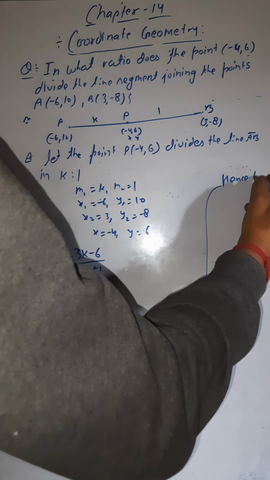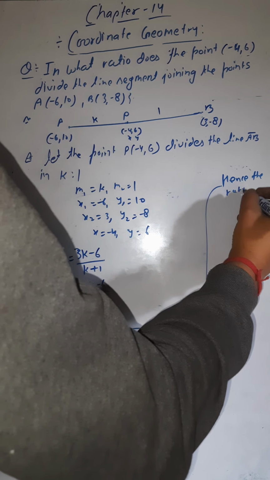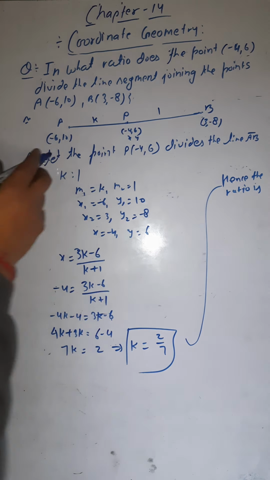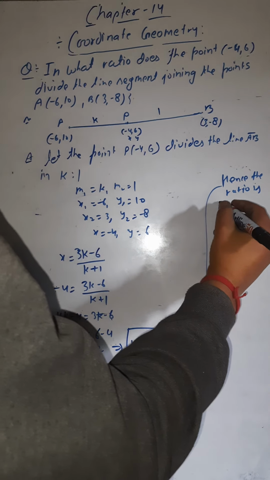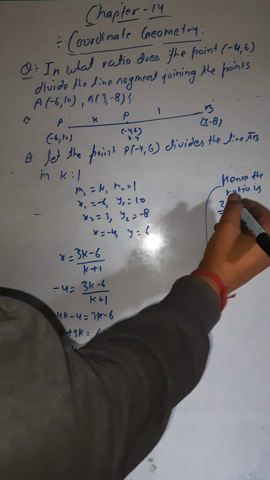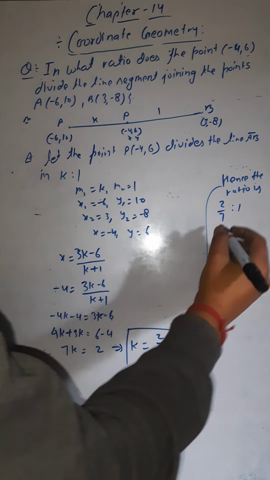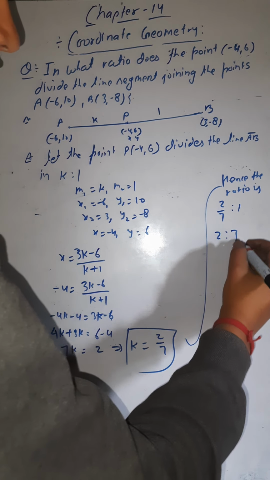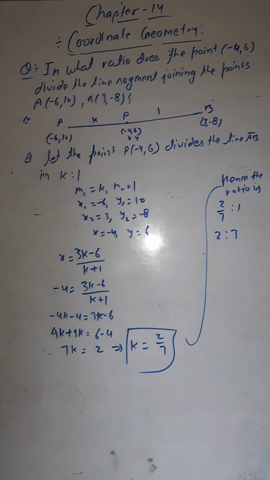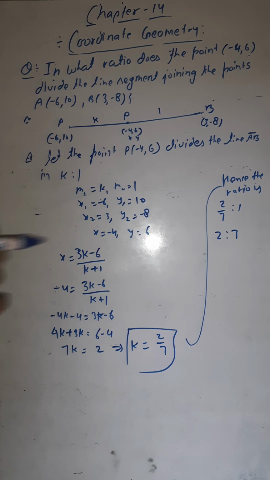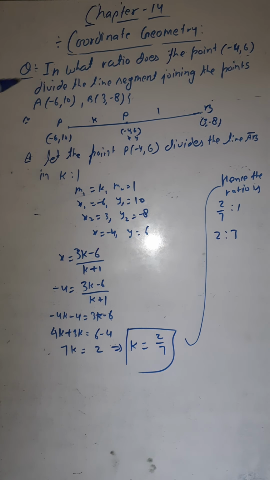Hence the ratio is, value of k is how much? 2 by 7. So right here 2 by 7 is to 1. So this 7 is going to multiply here, so it would be 2:7. Are you getting this? So we have got the answer. We have got the value of m1 and m2 now.